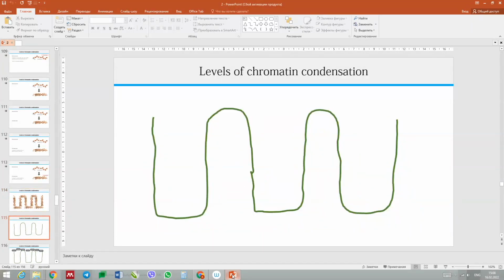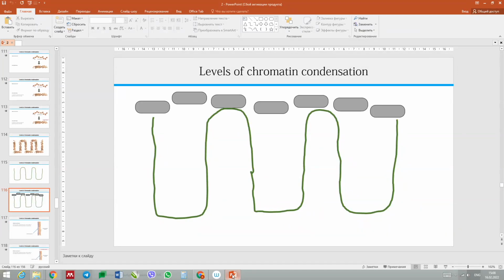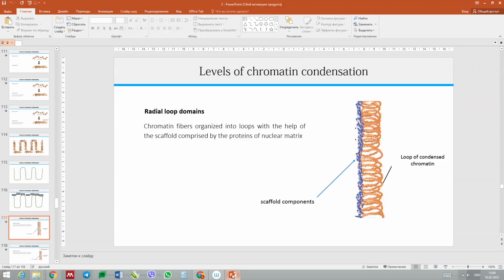This is a schematic illustration of these loops, and in order to stabilize these loops, you will need special proteins. So additional proteins are used in order to stabilize this three-dimensional structure. Here you can see a nicer schematic illustration of this loop of condensed chromatin and scaffold components. So radial loop domains are represented by chromatin fibers that are organized in loops with the help of special proteins.